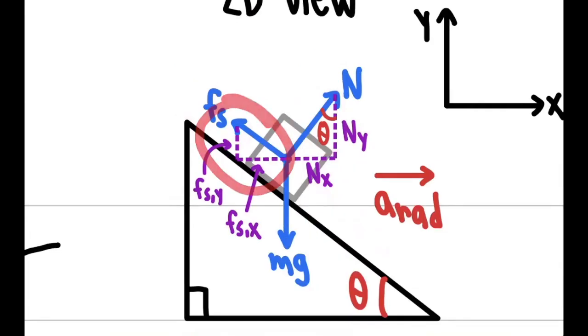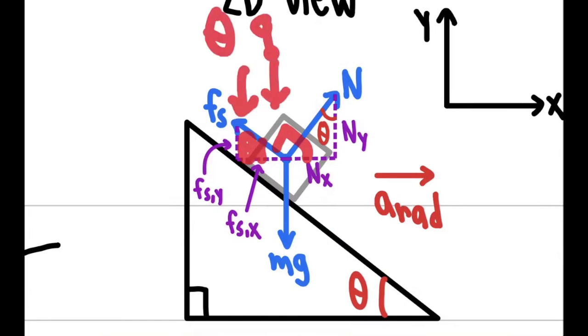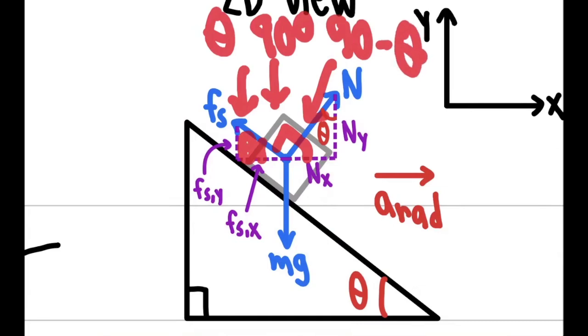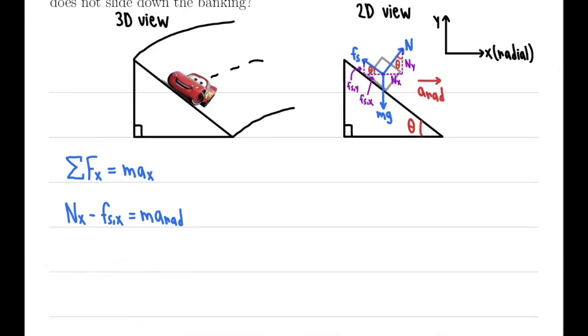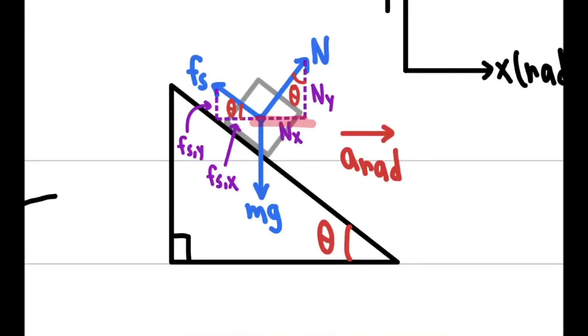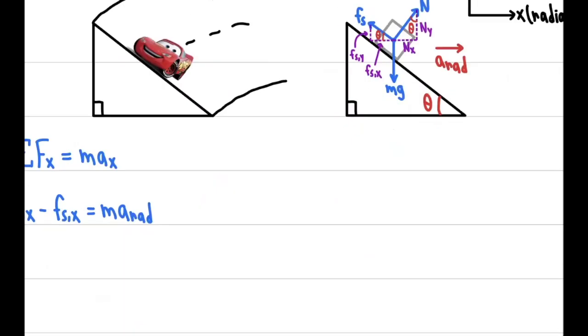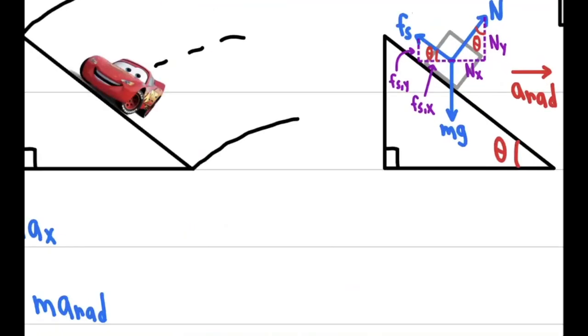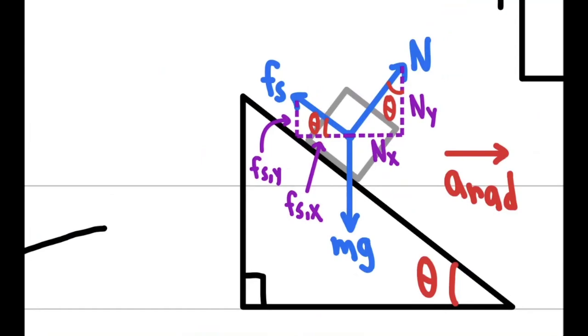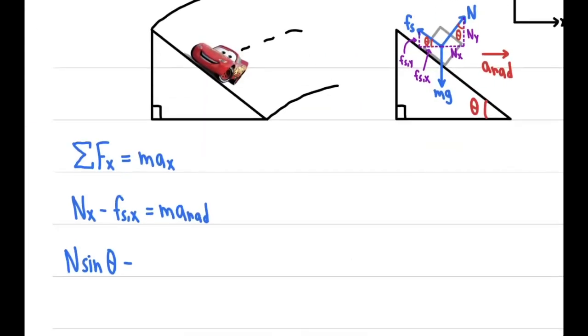Let's look at this triangle right here. Which angle is theta there? If this is theta, this is 90 minus theta, right? And this is 90 degrees. So this has to be theta because we have theta plus 90 degrees plus 90 minus theta, and you get 180 degrees. So N x is opposite theta, so it's N sine theta. And F s x is adjacent to theta, so it's F s cosine theta.